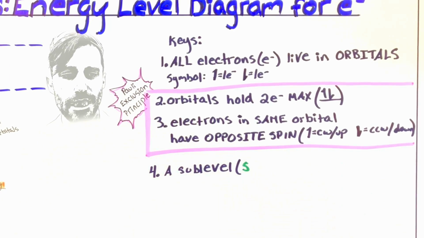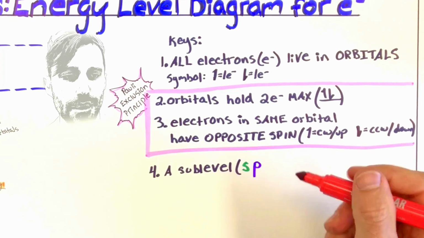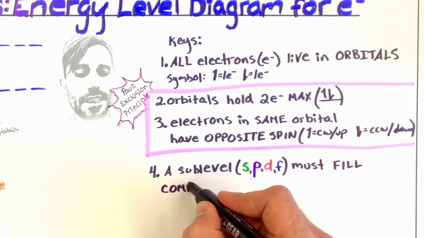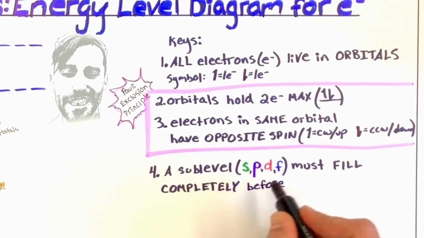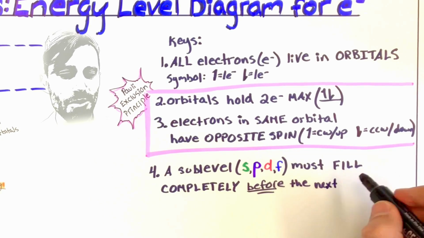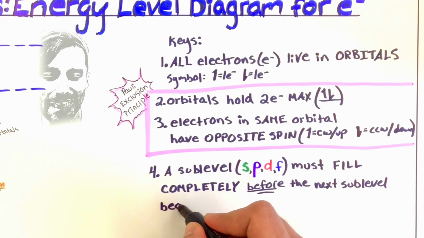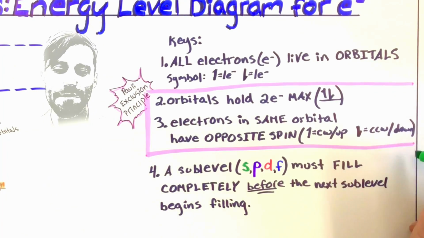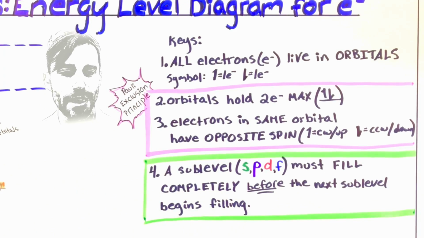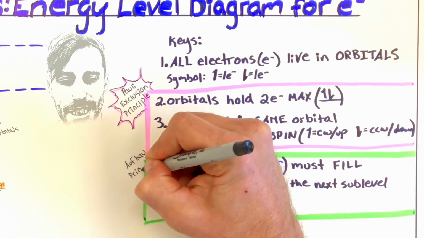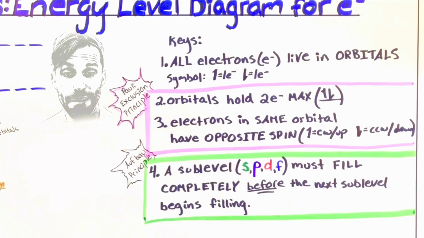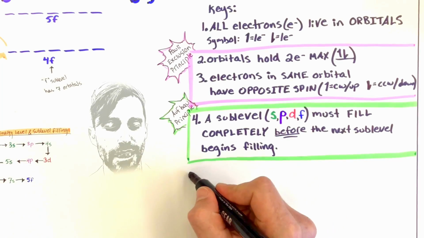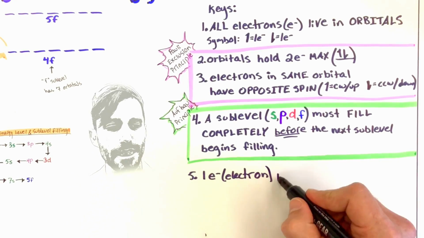Okay, let's go to number 4. So key number 4, a sublevel, whether you're in S, P, D, or F, must fill completely. It's got to fill all the way up before the next sublevel is going to start filling. So it's going to fill completely before the next sublevel begins filling. And that's very, very important. So a sublevel, that would be like the S, that 1 dash, or the P, the 3 dashes, D, those 5 dashes, or F, all 7. They have to fill completely before you go up to the next set of orbitals above, the next sublevel up. And that is the Aufbau principle.